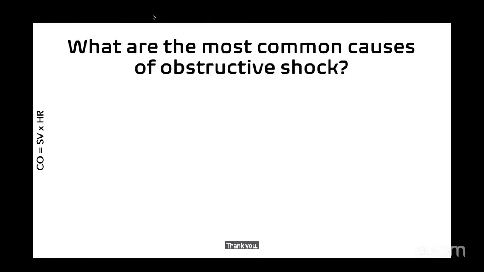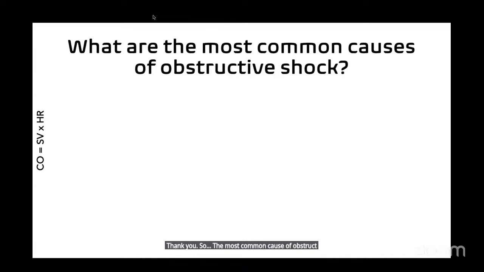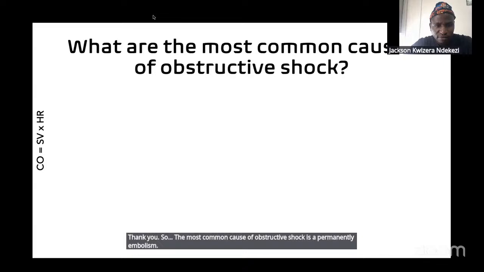So the most common cause of obstructive shock is a pulmonary embolism, especially for our case.